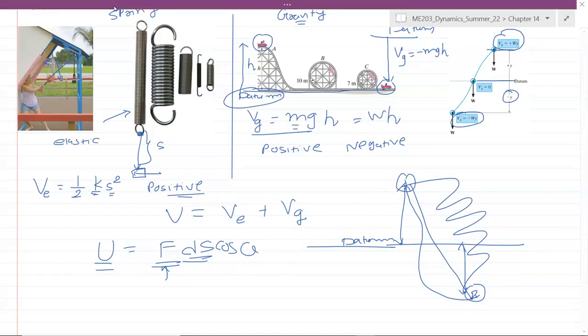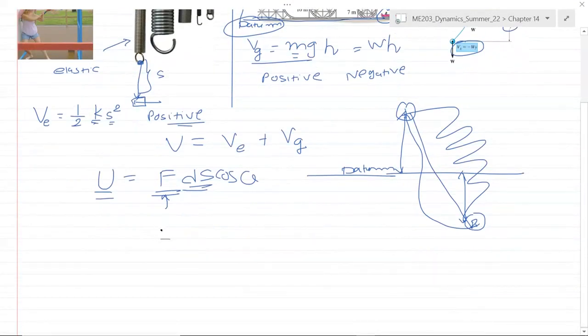Another type of conservative force is the spring force, because when we stretch the spring, whether it's a horizontal stretch or vertical stretch, the work done by the spring is the same. It's independent of how we stretch the spring. It depends only on the initial and final length of the spring. So the spring force is also a conservative force.